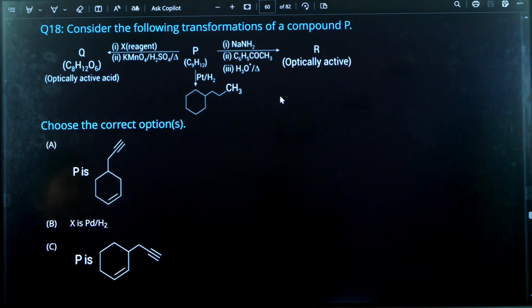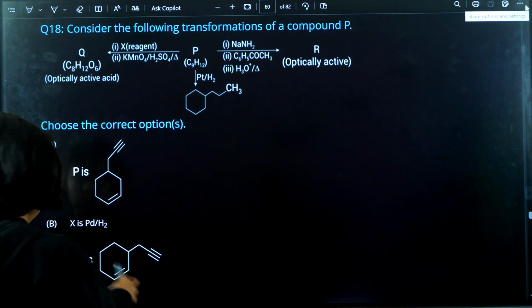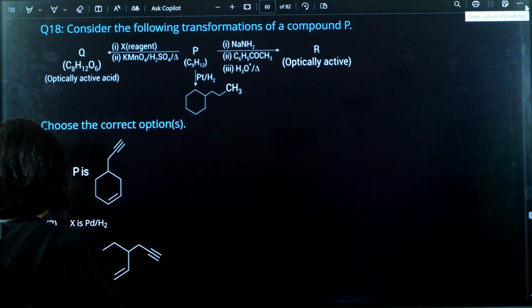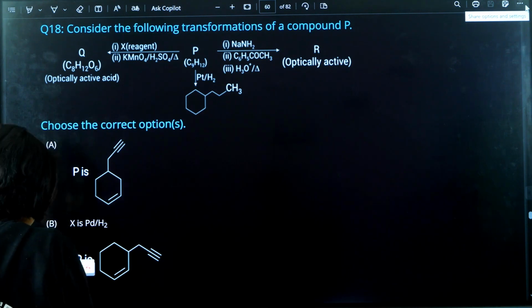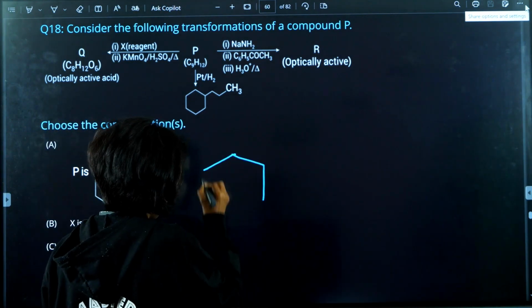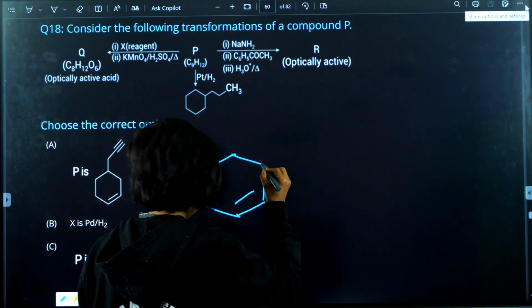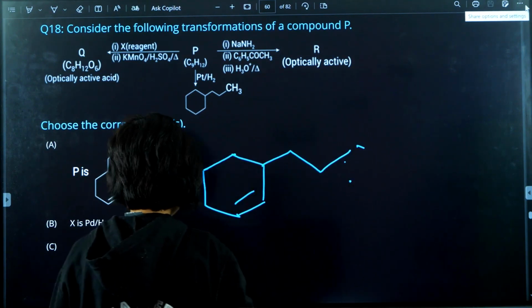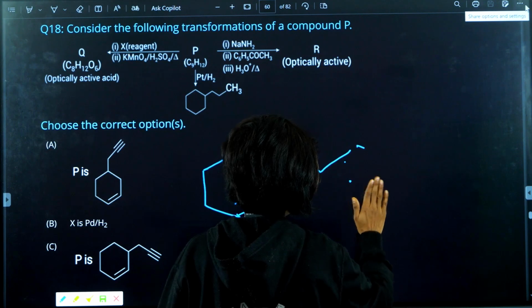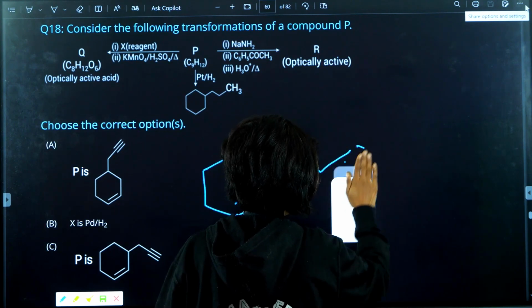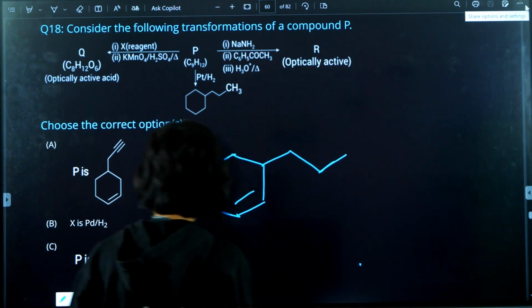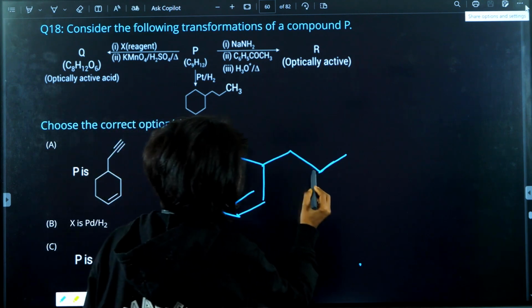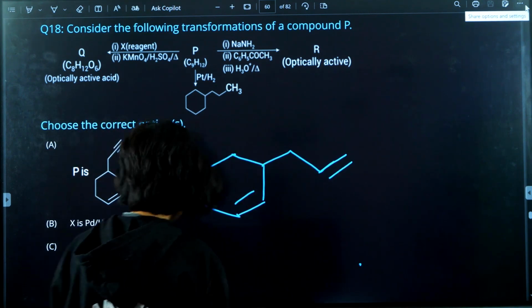The double bond breaks to give you oxygen, and the hydrogen present on those carbons will get converted to COOH, right? So suppose, how many carbons are there? 1, 2 and 3. So this is the double bond. Just break the double bond.